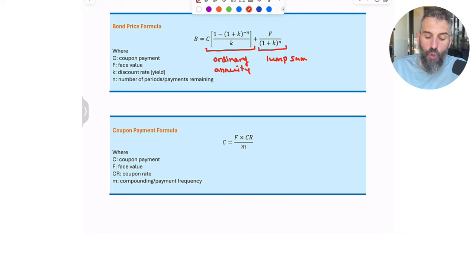And then underneath you have the coupon payment formula, which is the face value times the coupon rate divided by your compounding or your payment frequency. One thing to know about bonds is that your M and your F are always the same. So if a bond pays coupons semi-annually, it compounds interest semi-annually as well. So there's never a situation in a bond where you have semi-annual compounding but quarterly payments, or anything that we saw maybe in the TVM chapter. Here, you always want to assume that your payment frequency and the compounding frequency are the same, right? So it makes it simple.